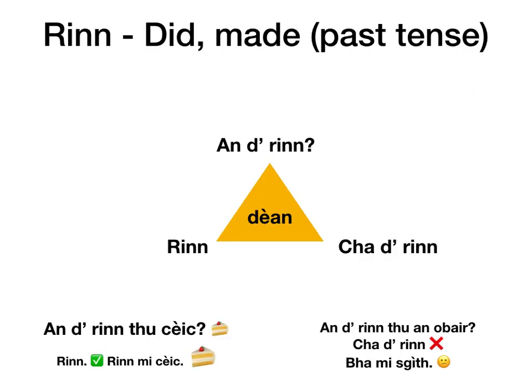We're moving towards the end of this rather long video, but another piece of information that we need to know for talking about work is when we've done something. Rinn, I did. Now that comes from the past tense of gnìomh, do or make. And this is a past tense verb which we haven't encountered before, but we are going to have to learn to use in quite a few different situations.